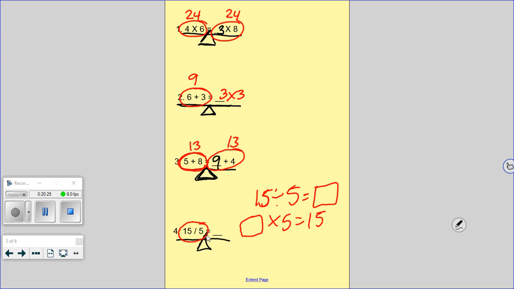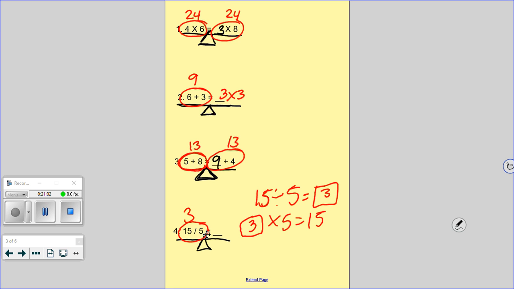What is going to go in my box to make that true? Grayson? 3. So I know this side of my equation has to equal 3. Which means that answer right there, I could write 3. But I could write an expression. What could be my expression that I write on that side? Ashlyn? 5 times 3?